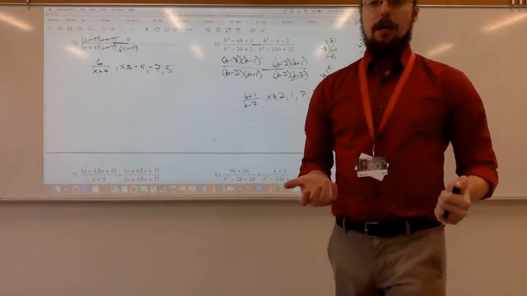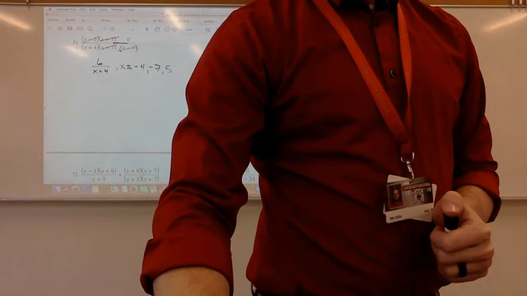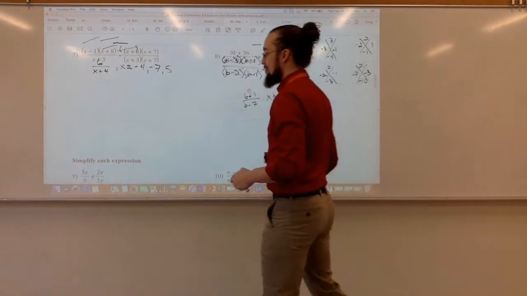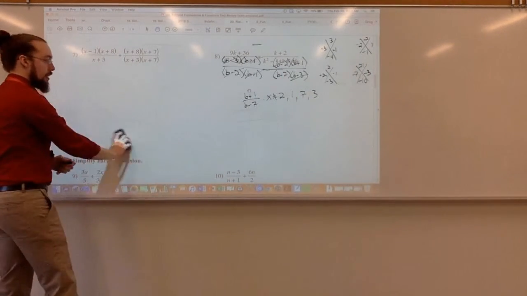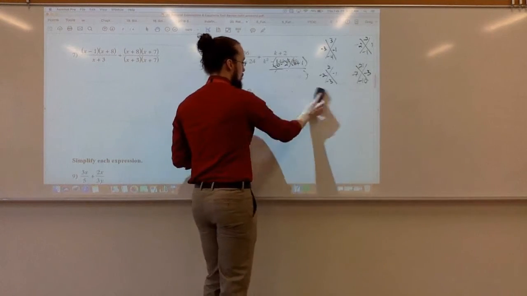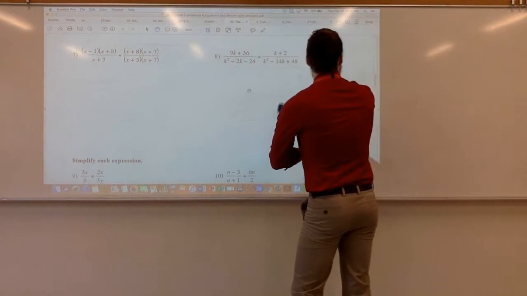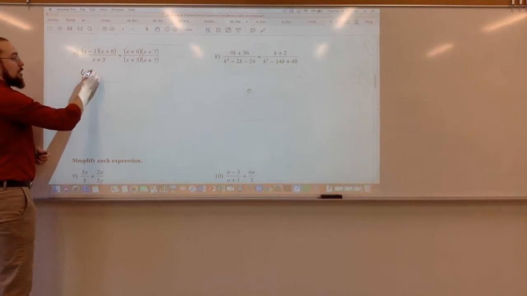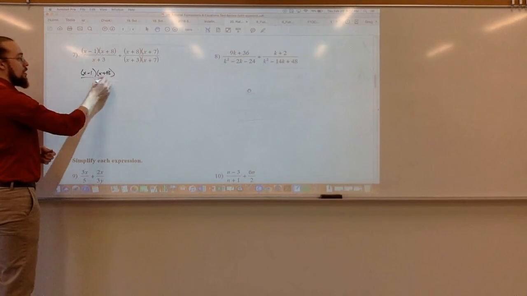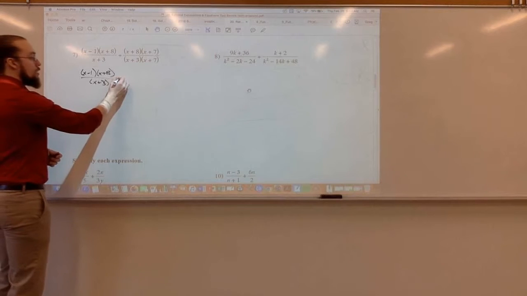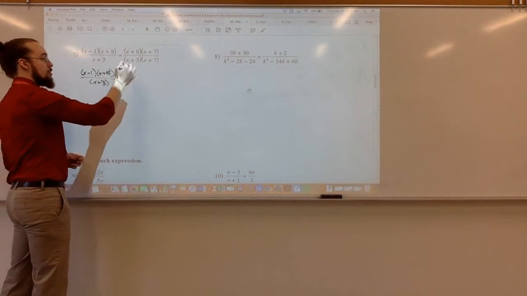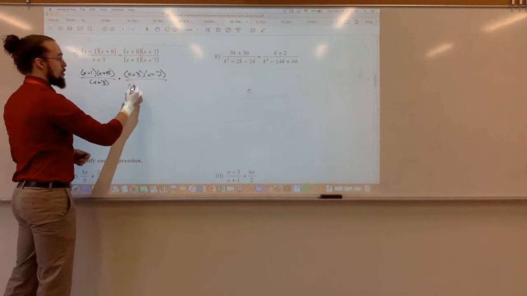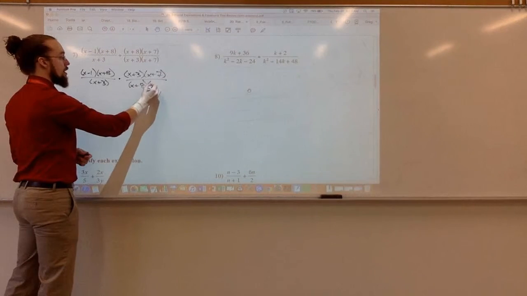Alright, then on the back, had some division. For division, division is really similar to multiplication, except the first thing we have to do is flip the second fraction. I'm just going to rewrite the first fraction, change this to multiplication, and take the reciprocal of this second fraction. So the first step is just rewrite this as a multiplication problem.